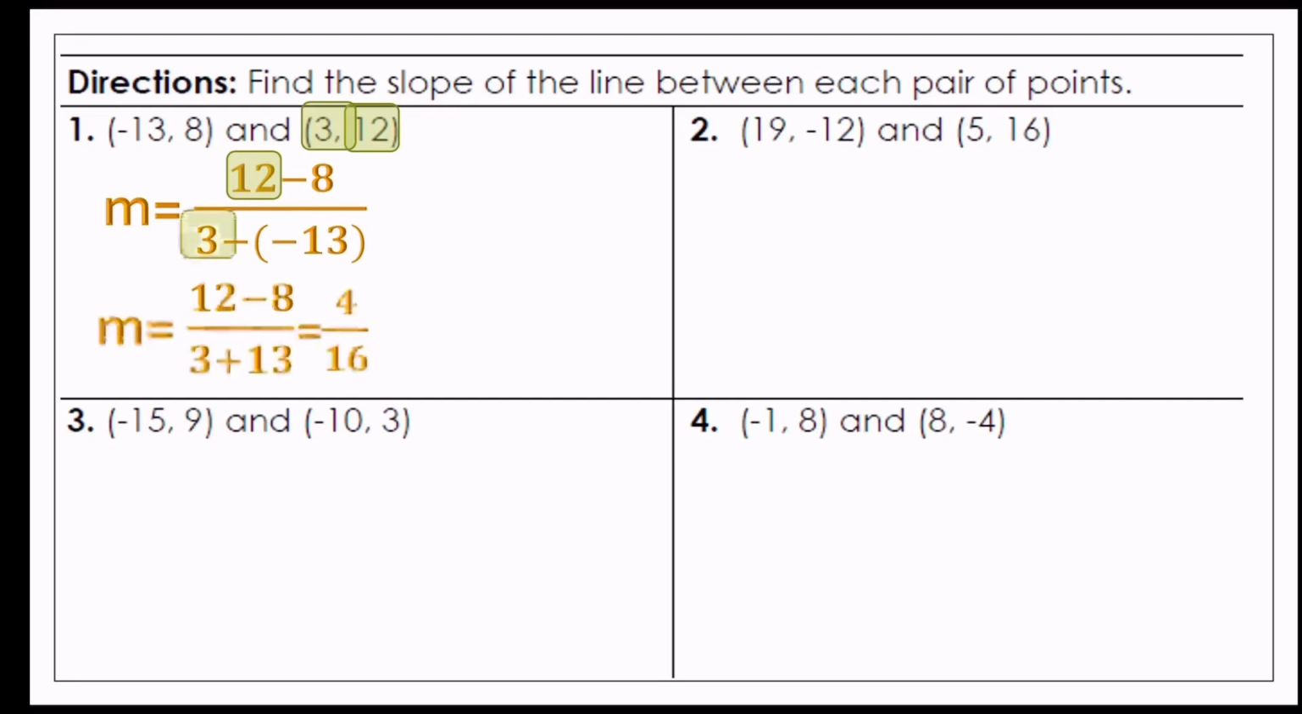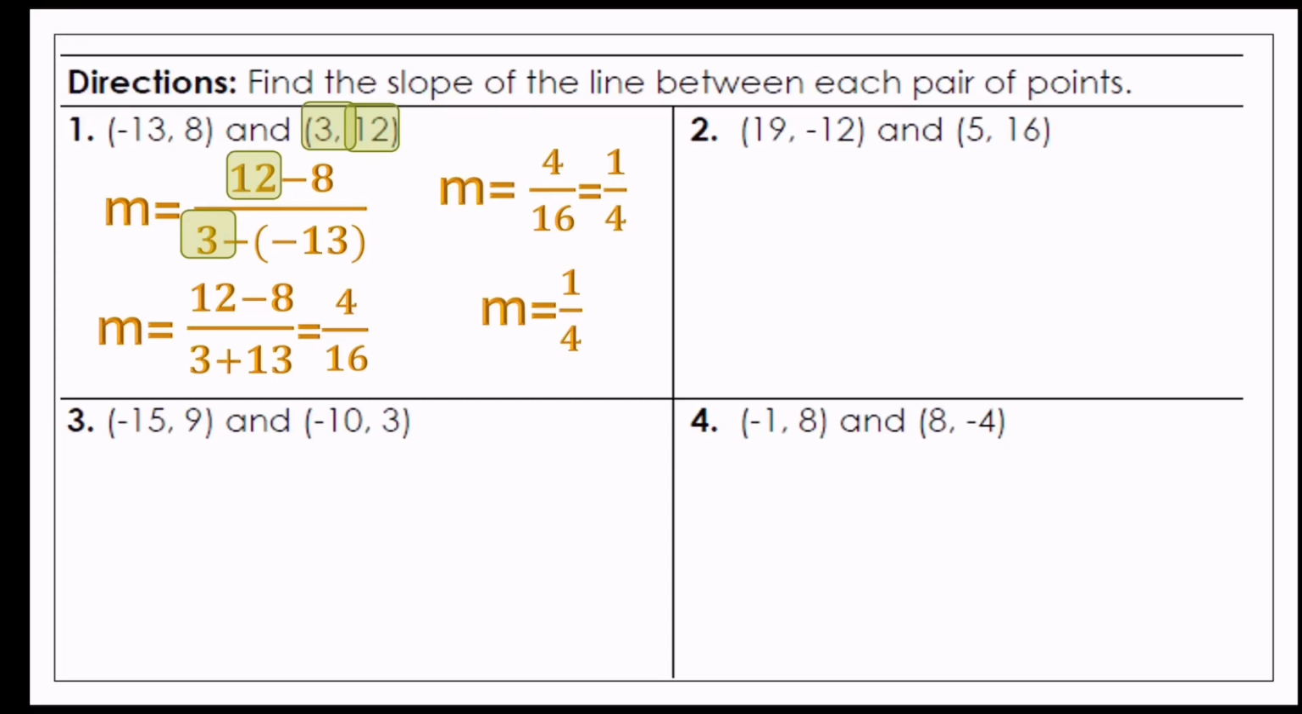So when I do 12 minus 8, I get 4. 3 plus 13 is 16. However, if you just say m equals 4/16, that's wrong. You have to simplify. I can divide both of them by 4. Therefore, my slope is 1/4. Remember, the variable m is what we use for slope, okay?